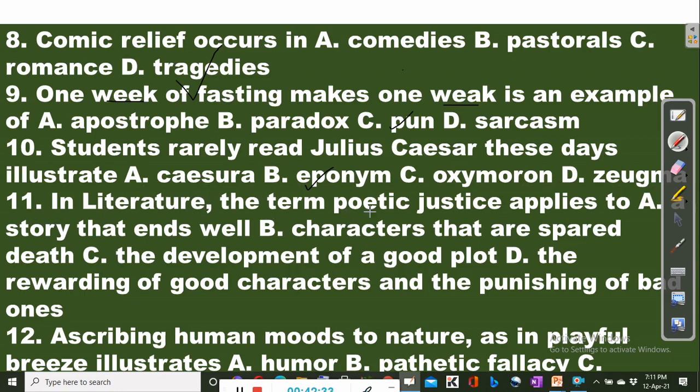Question number 11. In literature, the term poetic justice applies to a story that ends well. That is not the answer, because a story that ends well can be described as a comedy. B, characters that are spared death. That's not the answer. That's not what poetic justice is all about. C, the development of a good plot. No, a plot is the arrangement of events in a story, but that's a different thing altogether. D, the rewarding of good characters and the punishing of bad ones. That, of course, is what poetic justice is about.